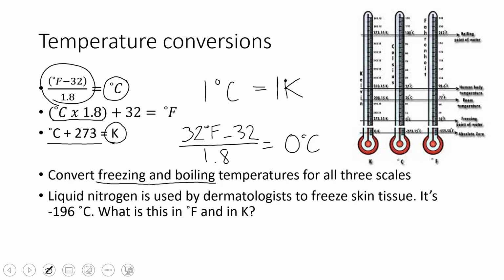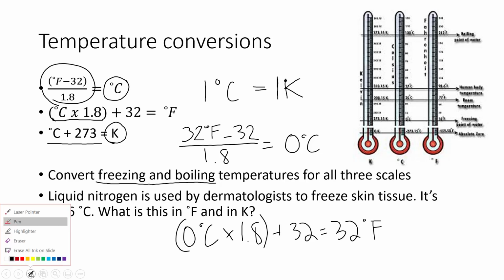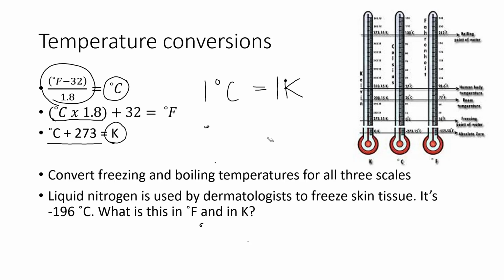That's what I want. And then I can also say, well, my 0 degrees Celsius times 1.8 is obviously 0, plus 32 will give me my 32 Fahrenheit. Okay, now I'm going to erase this, and let's go to the boiling.